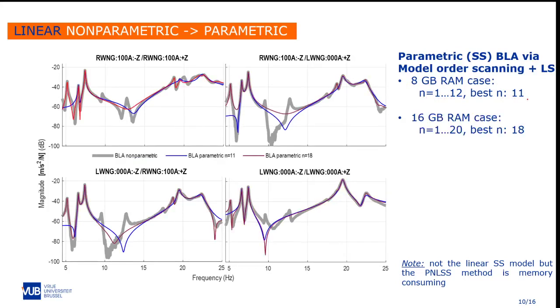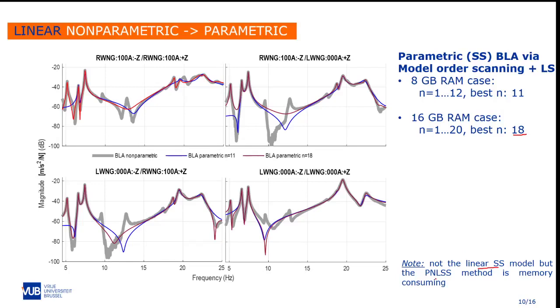Then if you have more memory, for instance 16 GB RAM, then we can go higher with this model order, and we found out that the best model order was 18. This is something new, which is not in our paper yet. And here I would like to note that this memory need is not due to the linear part, but the nonlinear part, these cross terms. Okay, this causes a lot of trouble with the memory.